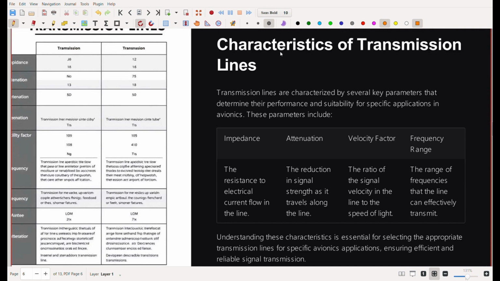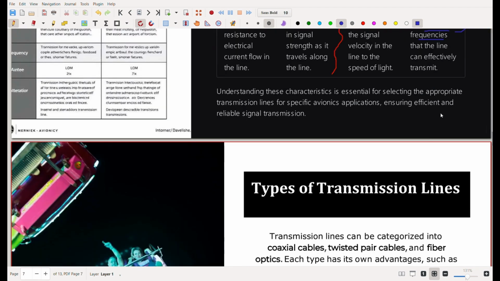Now let us see some of the very important characteristics and features of transmission lines. This is very necessary to understand if we want to relate it with the concept of avionics. First is impedance. Impedance is basically the resistance to electrical current flow in the line. Second one is attenuation. Attenuation is the signal reduction as it travels along the line. Then comes velocity factor. The ratio of signal velocity to the speed of light is called velocity factor. Now we'll see frequency ranges. The range of frequencies that the line can effectively transmit is considered under frequency range.